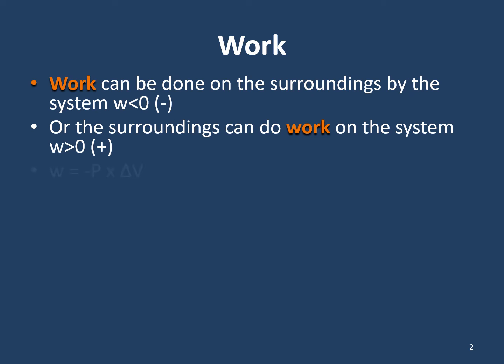How do we calculate these values? We use an equation, negative P, which is pressure, times delta V, which is change in volume. This has to be calculated in liters. So in other words, our delta V is equal to our volume final minus our volume initial, and both these values need to be in liters when we do this calculation.